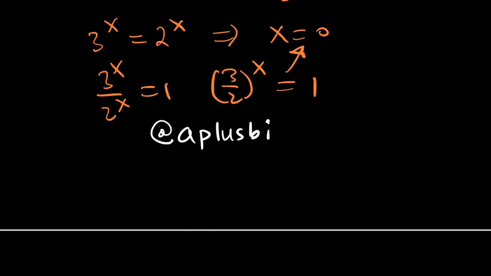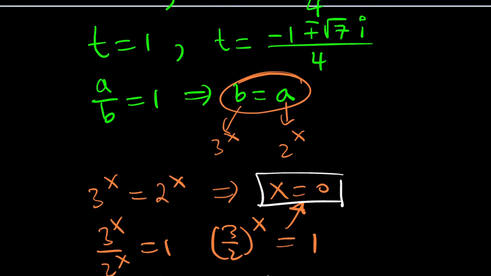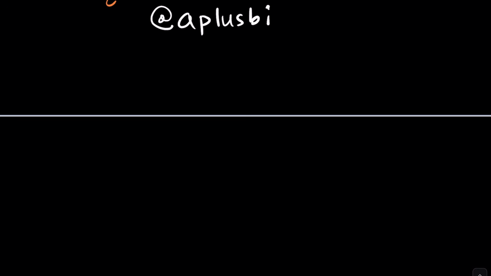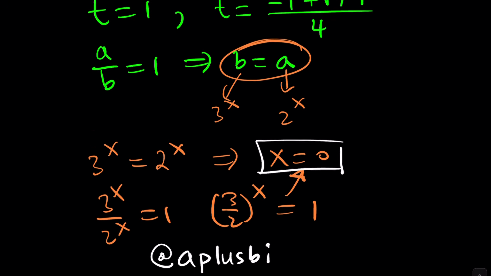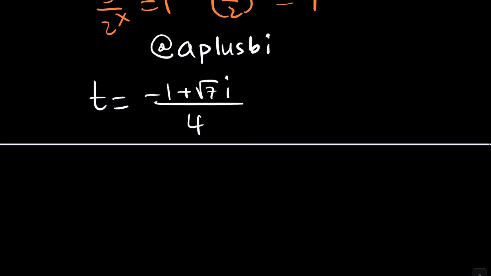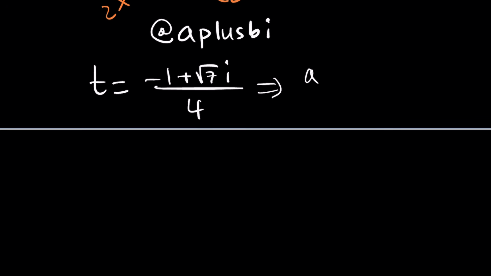Now, let's go ahead and continue. Now, we found some complex solutions for t, right? Let's just take one of them. For example, t could be (negative 1 plus square root of 7i) divided by 4. What is that supposed to mean? Well, if you remember, t is equal to a over b. From here, a over b becomes (negative 1 plus root 7i) divided by 4.